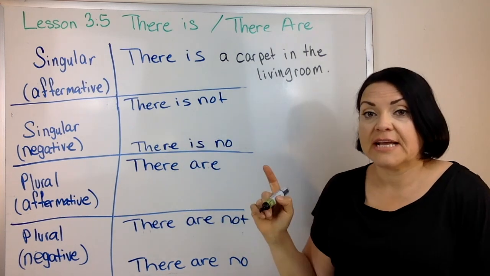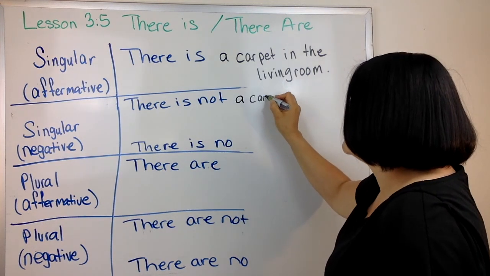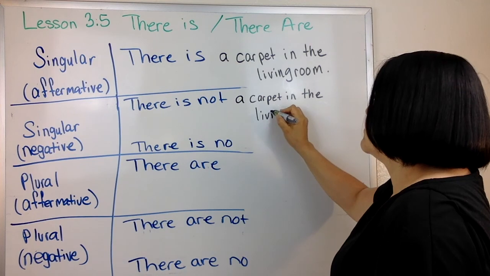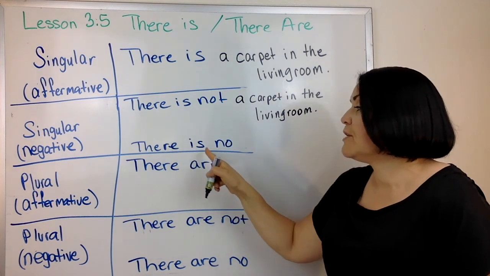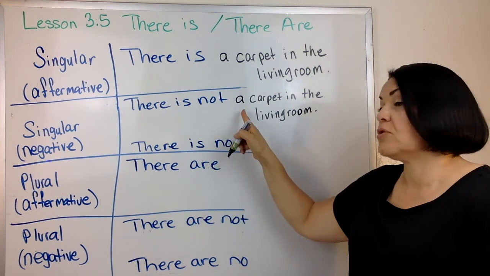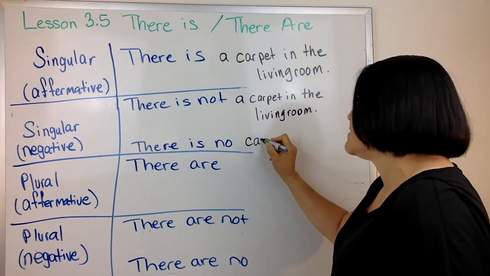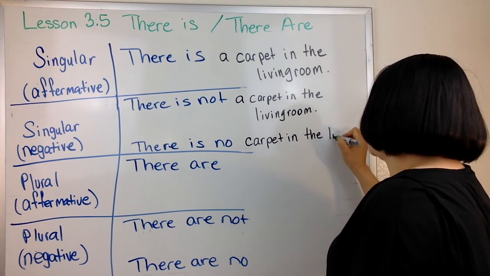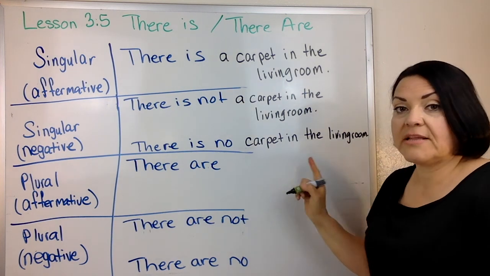Now we're going to use singular negative. There is not a carpet in the living room. There's not a carpet in the living room. When we use the word no, and it's singular, you do not need an article. You do not need a or an. So there is no carpet in the living room. There is no carpet in the living room.